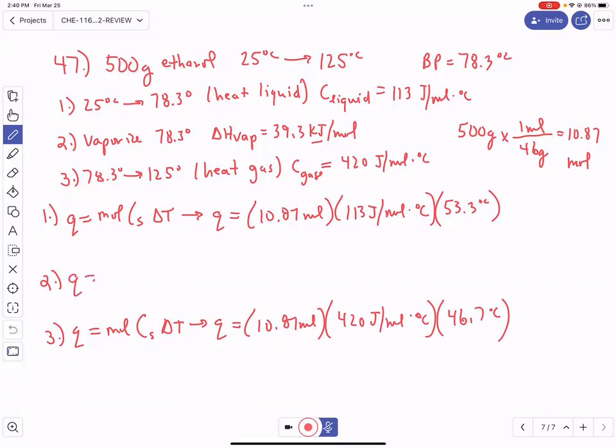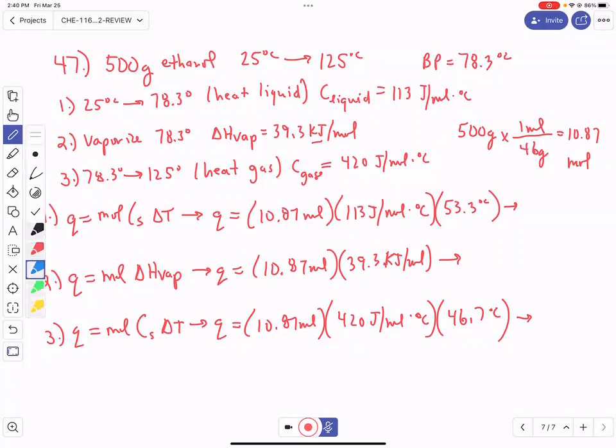The middle one, Q equals moles times my heat of vaporization. So delta H, the energy required to boil, take that liquid and turn it into a gas at 78.3 degrees. So Q equals 10.87 moles. The heat of vaporization, 39.3 kilojoules per mole. All right, multiply all of those, and let's just take a quick look.